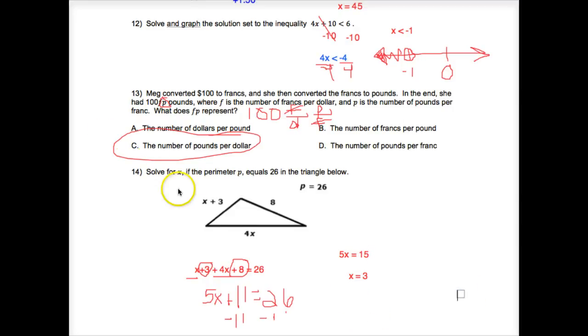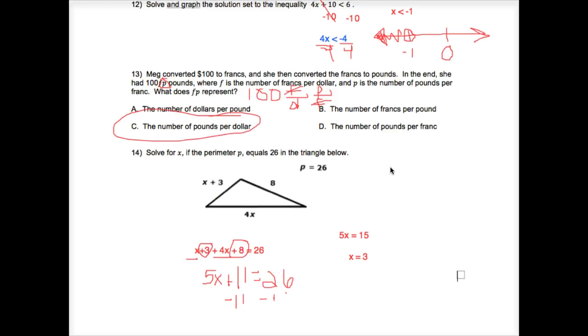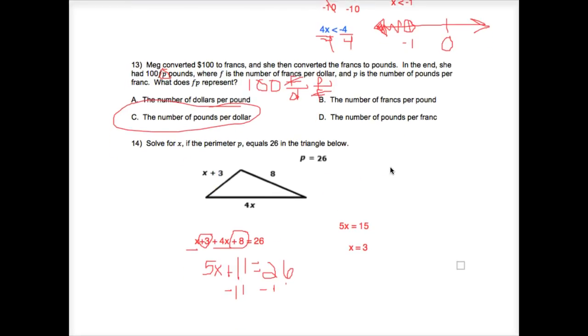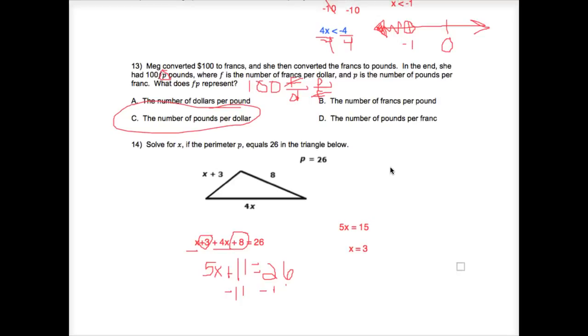And that's what it asked me to do, was to solve for x. All right, so that should cover everything. Make sure you get all of your work corrected, not just the answers.